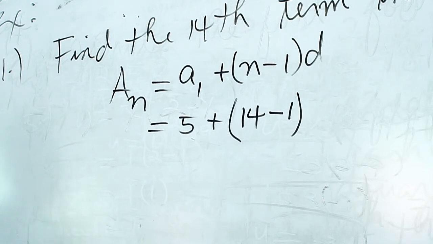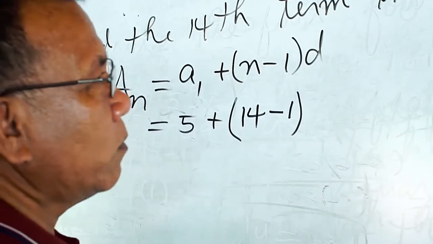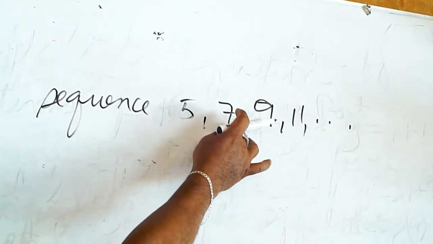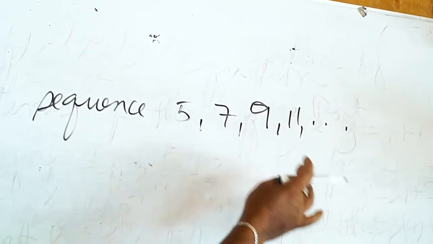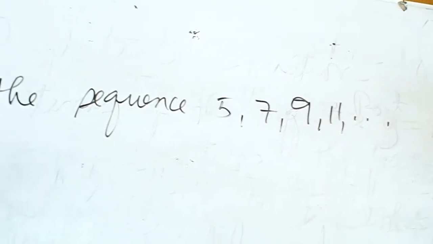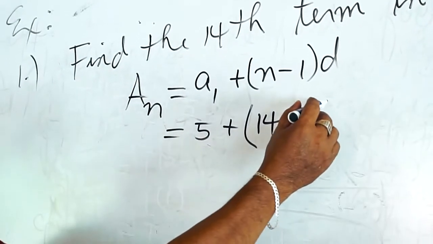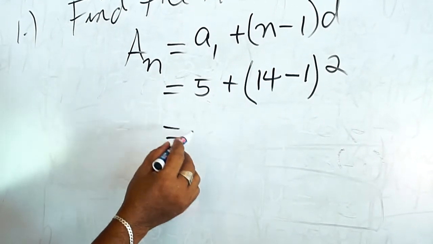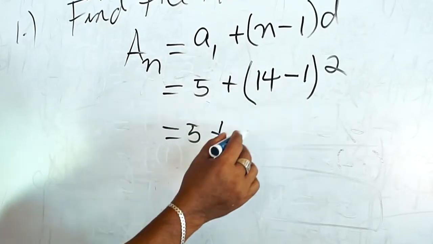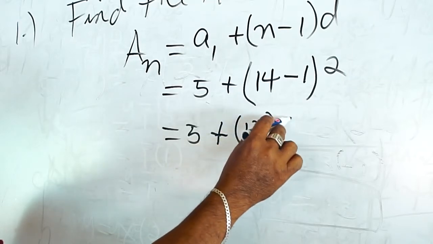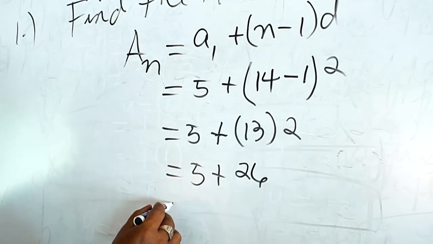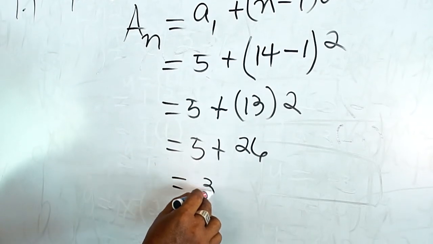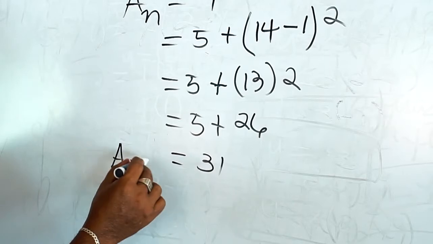How do we get the common difference? By subtracting: 7 minus 5 is 2, 9 minus 7 is 2, 11 minus 9 is 2. So therefore, the common difference is 2. Multiply it by 2. Then we have 5 plus 14 minus 1, that is 13, multiplied by 2. So we have 5 plus 13 times 2, which is 26. Then 5 plus 26 is 31. So the last term is equal to 31.